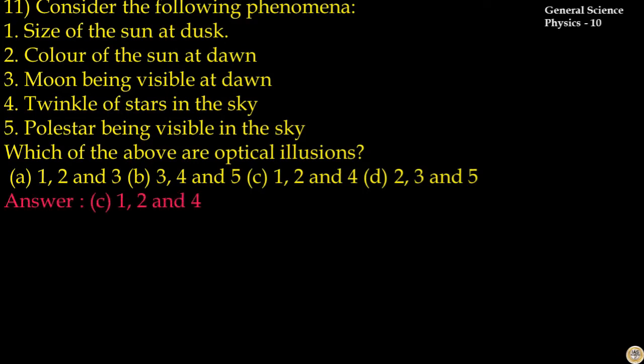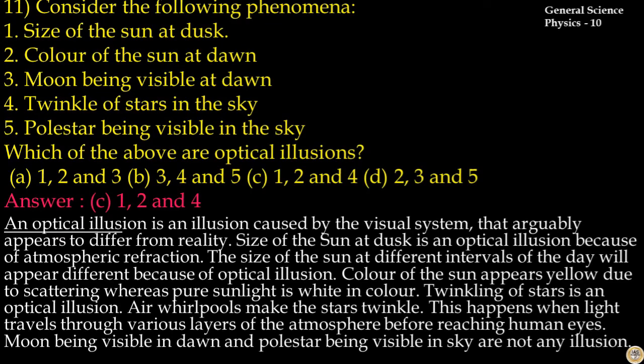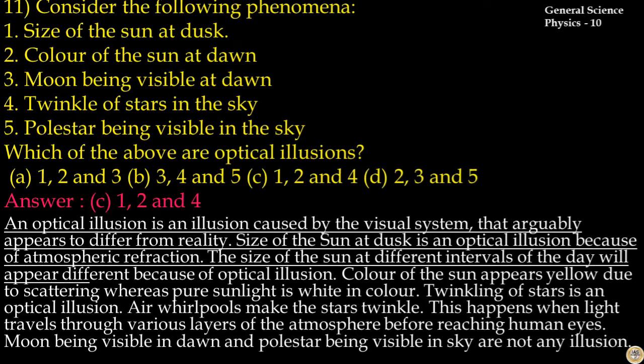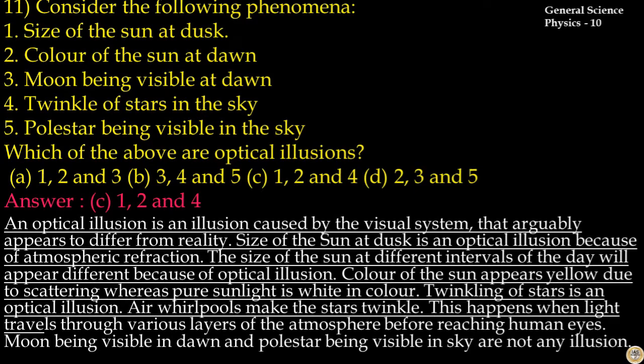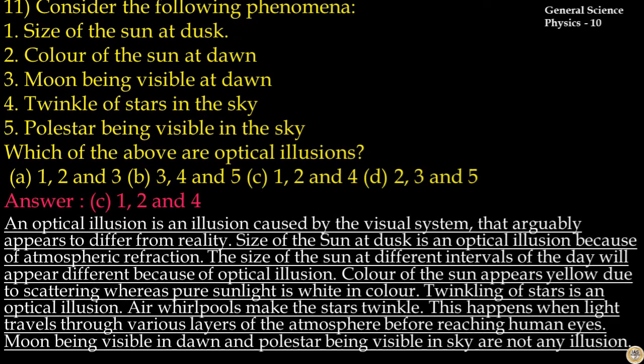Here the answer to this question is option C, 1, 2 and 4. That is size of the sun at dusk, color of the sun at dawn, twinkle of stars in the sky. These are optical illusions. An optical illusion is an illusion caused by the visual system that arguably appears to differ from reality. Size of the sun at dusk is an optical illusion because of atmospheric refraction. The size of the sun at different intervals of the day will appear different because of optical illusion.